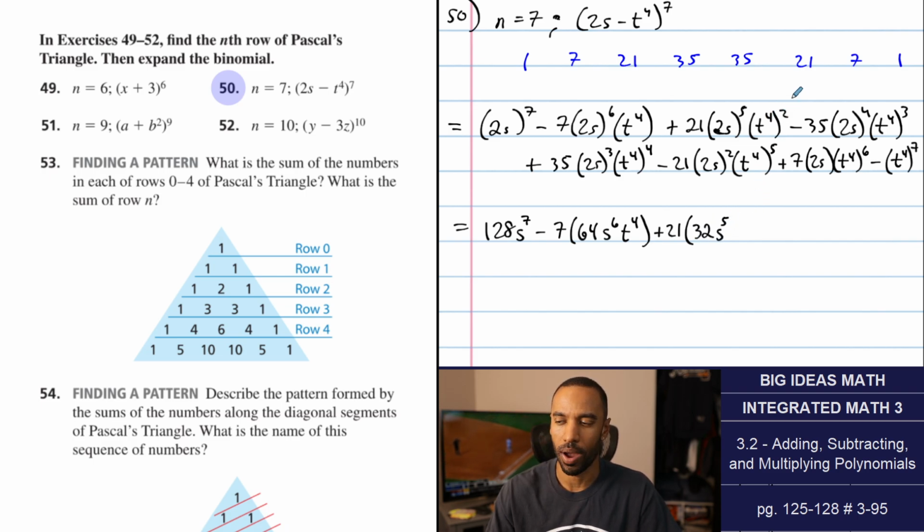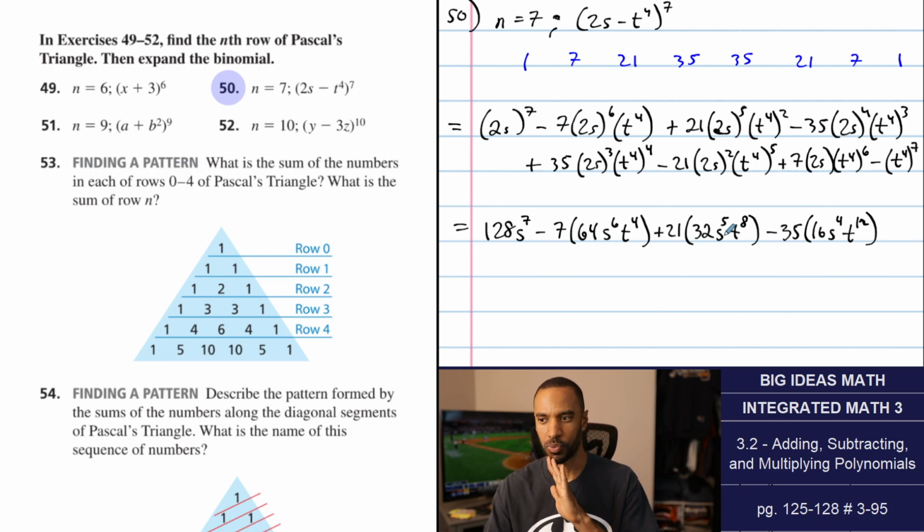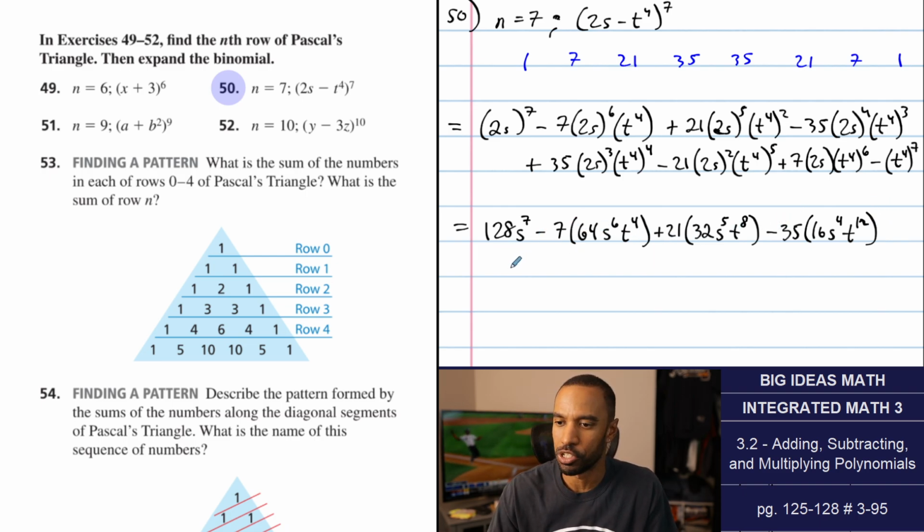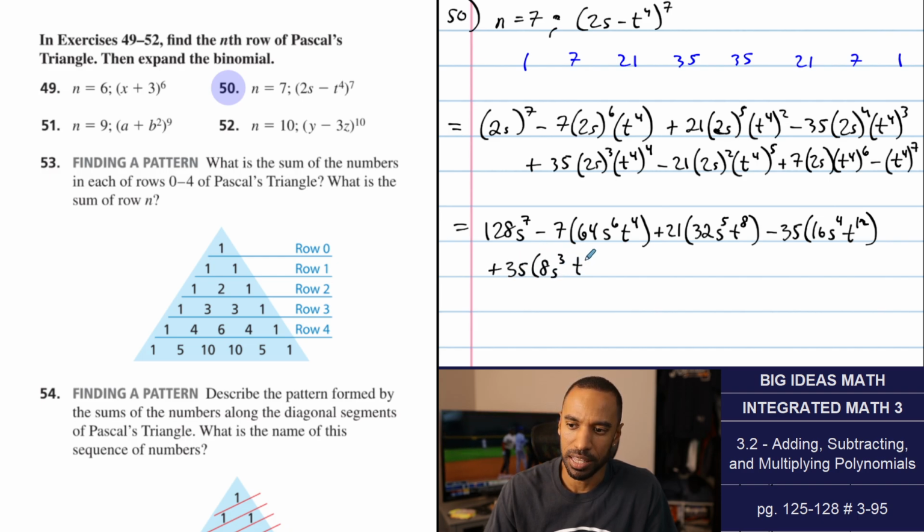T to the 4th squared is t to the 8th, not t to the 6th. You multiply those when it's an exponent to an exponent. Minus 35 is going to have to multiply with 16. This is s to the 4th times t to the 12th. There's no rhyme or reason to my parentheses right now, but I'm not going to write more parentheses than I need to. Plus 35 times 8, s cubed times t to the 16th.